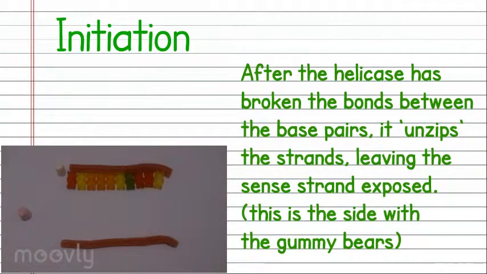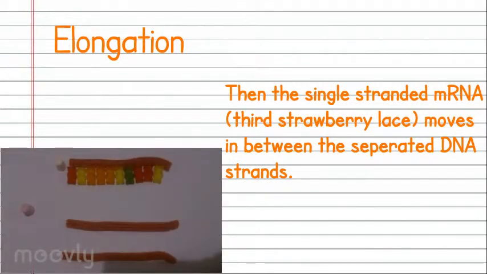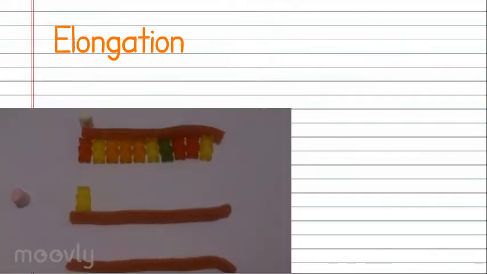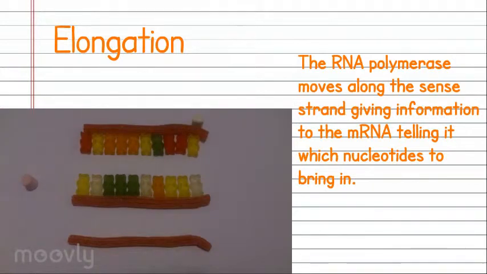After the helicase has broken the bonds between the base pairs, it unzips the strands, leaving the sense strand exposed. Then, the single-stranded mRNA moves in between the separated DNA strands. The RNA polymerase moves along the sense strand, giving information to the mRNA, telling it which nucleotides to bring in.